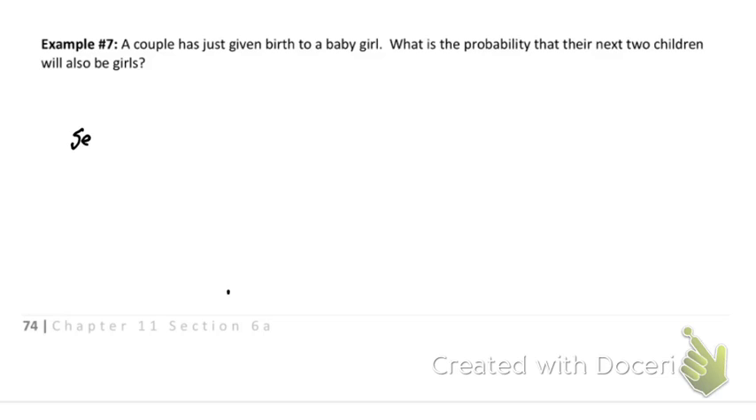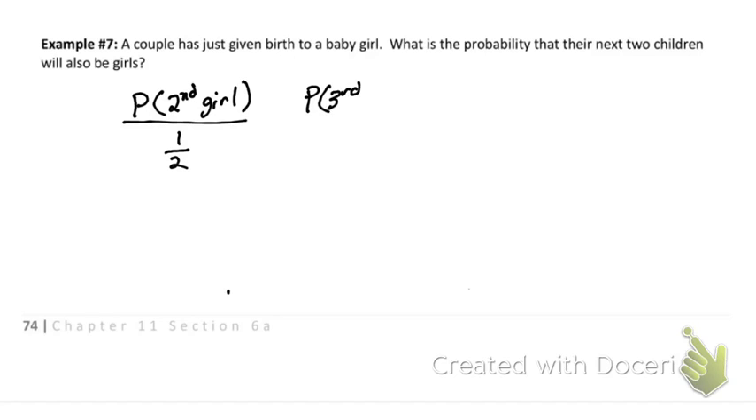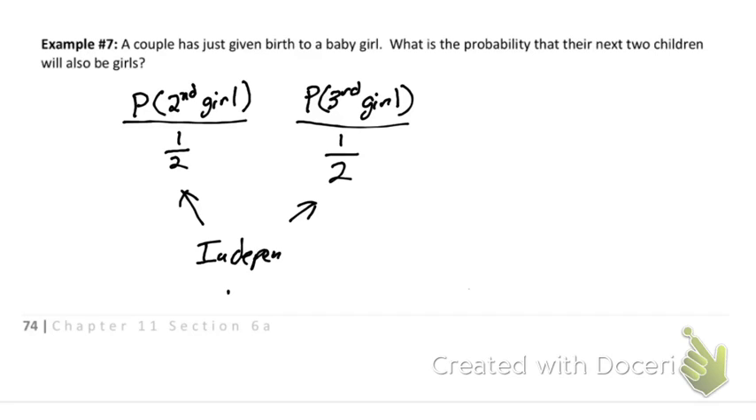So your second, maybe I should put it as a probability. Probability of a second girl would be 1 out of 2, 50-50. 1 girl versus a boy or a girl. The probability of your third girl is once again 1 over 2. These are independent. So we'd multiply together, and they would equal, like Ross said, 1 over 4.